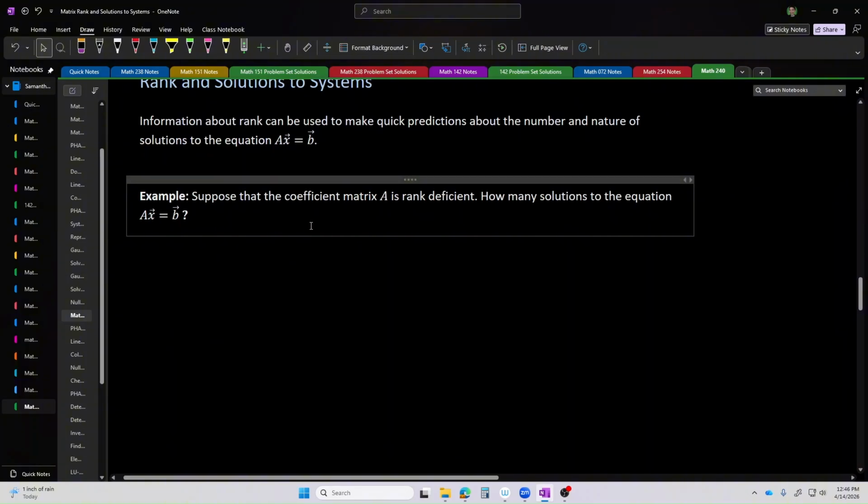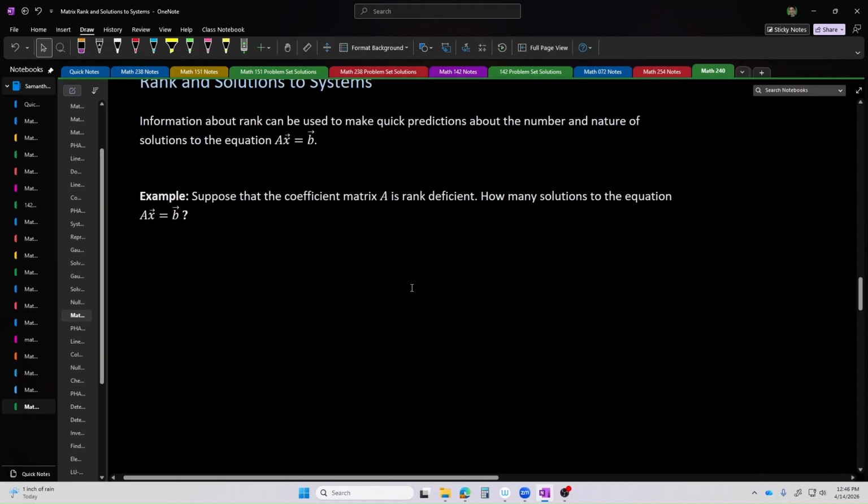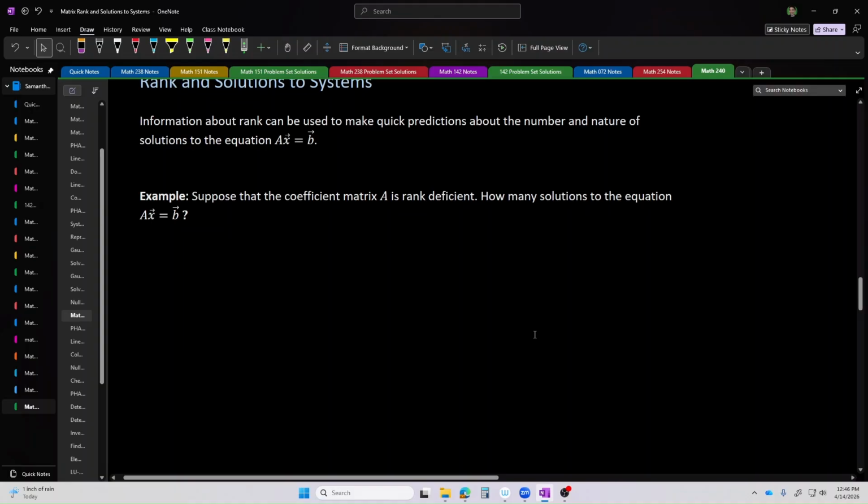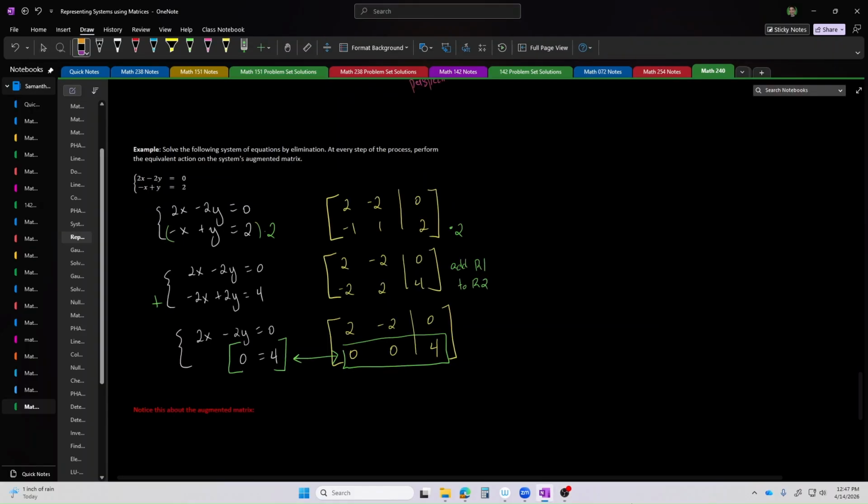So let's go back through some of the calculations and the work that we have done up to this point, and let's examine scenarios where we had a rank deficient coefficient matrix. And let's see what happened in the case that our matrix was rank deficient. So let's, for example, go back to this system of equations from several videos ago, from the lesson on representing systems using matrices.